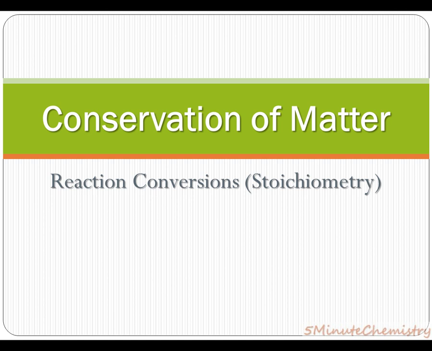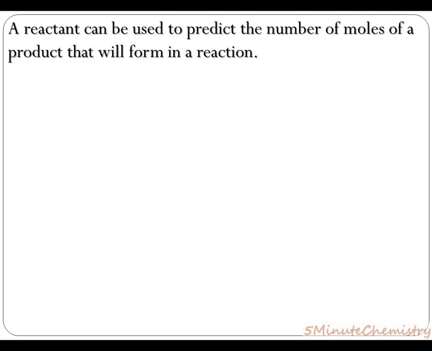Now let's continue. We're going to wrap up the conservation of matter topic by discussing reaction conversions, also known as stoichiometry. So in the last set of slides, we discussed mole ratios. Now we're going to expand on that idea and show how mole ratios can be used to compare parts of a reaction. So the first idea is that a reactant could be used to predict the number of moles of a product that will form.